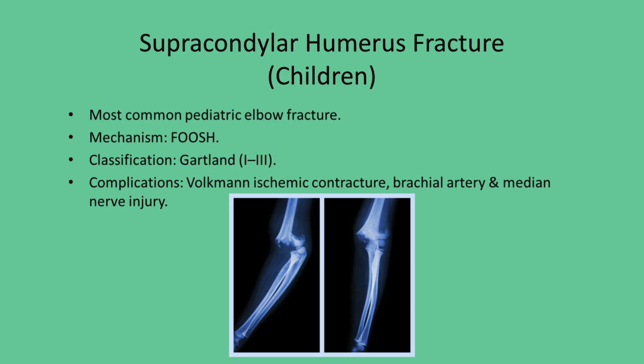This slide focuses on supracondylar humerus fractures, which are particularly common in children, usually resulting from a fall on an outstretched arm. The X-ray image shows a fracture near the elbow joint in a child's arm. These fractures are classified by their severity, and there's a risk of complications, such as damage to the brachial artery or median nerve, which can affect blood flow and nerve function in the arm. Proper diagnosis and careful management are essential for ensuring proper healing and preventing long-term issues.